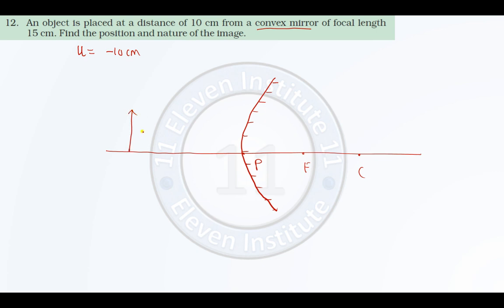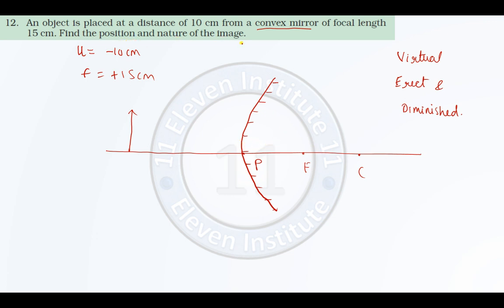Now, do you remember there are only two possible cases for this? And by using this type of mirror, we will always obtain a virtual, erect, and diminished image. Fine, that is quite clear to us. The focal length given is 15 centimeters, so here the focal length will be taken as positive plus 15 centimeters, right, because the focal length is on the right side.